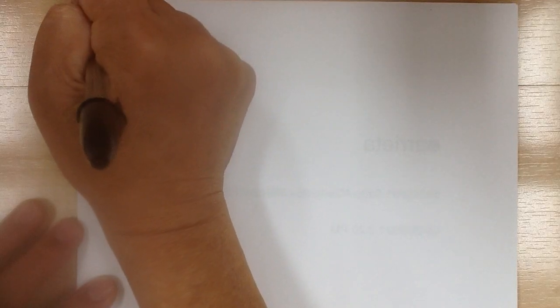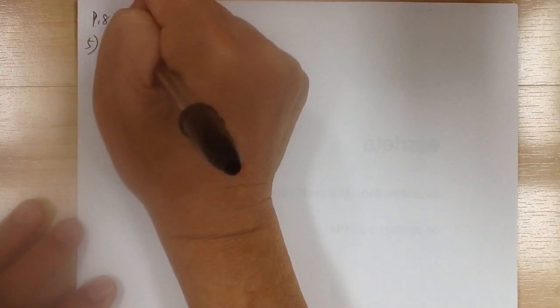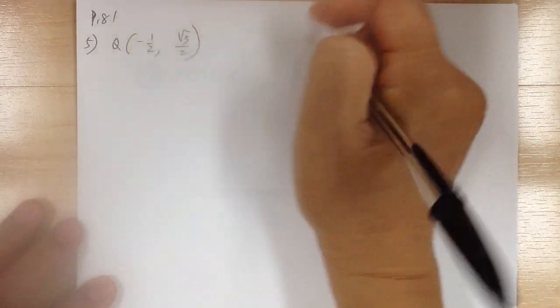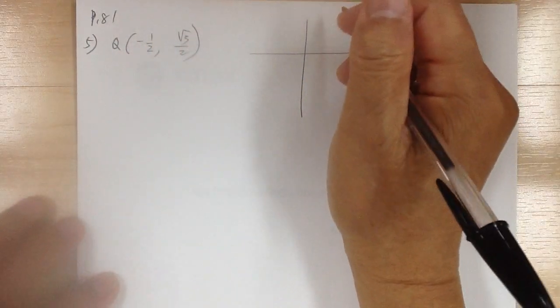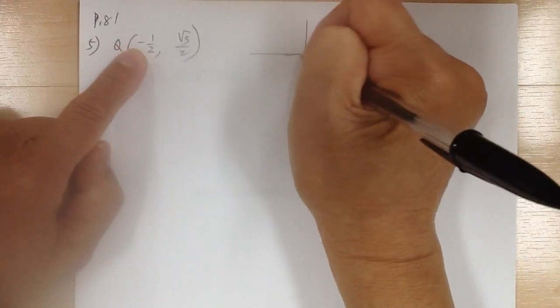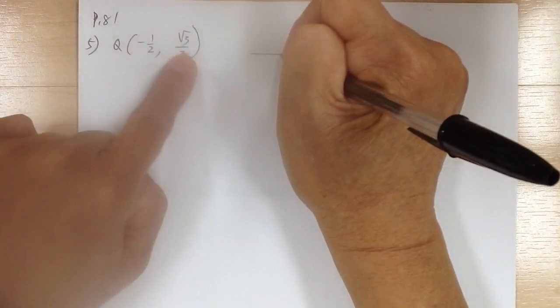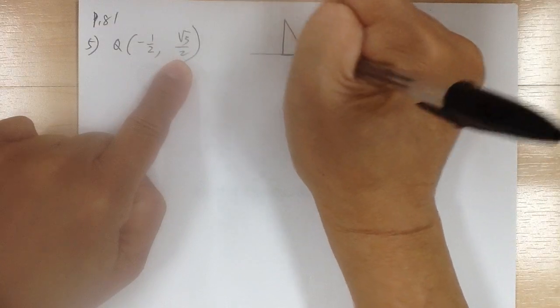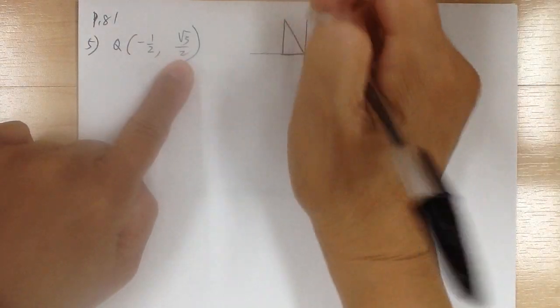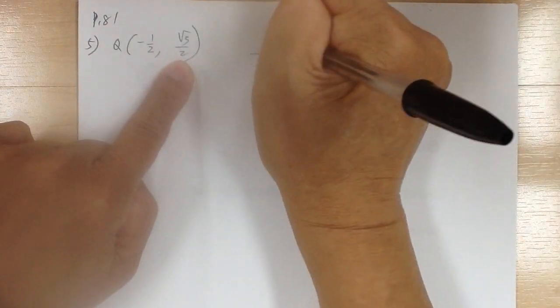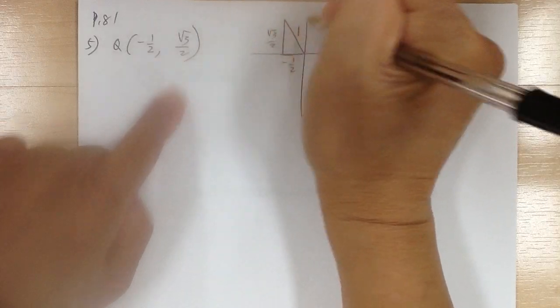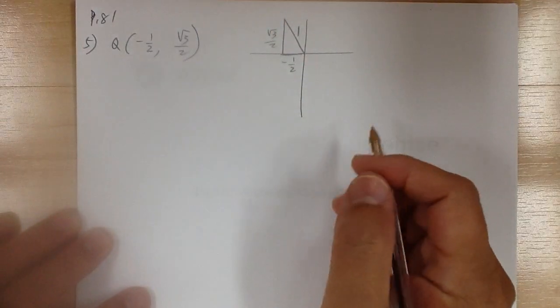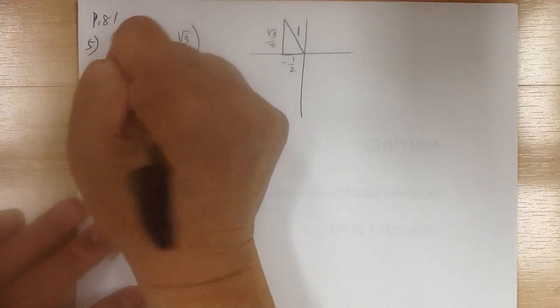Okay, number 5. The point Q is negative 1/2, square root of 3 over 2. Again, this is one of your special triangles. So x is negative 1 over 2, and then y is square root of 3 over 2. So this is short, this is long. Negative 1/2 and square root of 3 over 2, and this is 1. Again, that's your special triangle from your geometry, so make sure you know that.